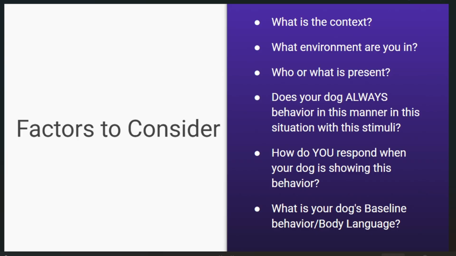Factors to consider. What is the context? So basically, how do we distinguish the difference between play and fighting? What environment are you in? Who or what is present? Does your dog always behave in this manner, in this situation, with this stimuli? How do you respond when your dog is showing this behavior? What is your dog's baseline behavior or body language?